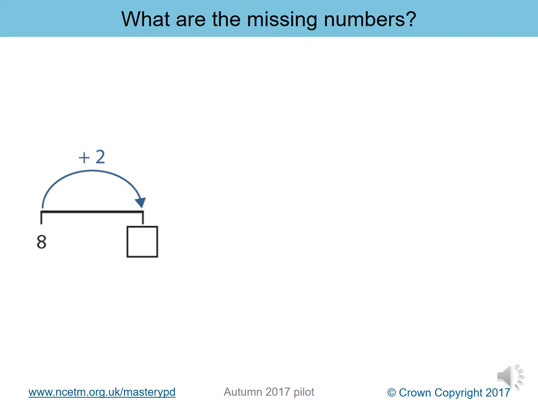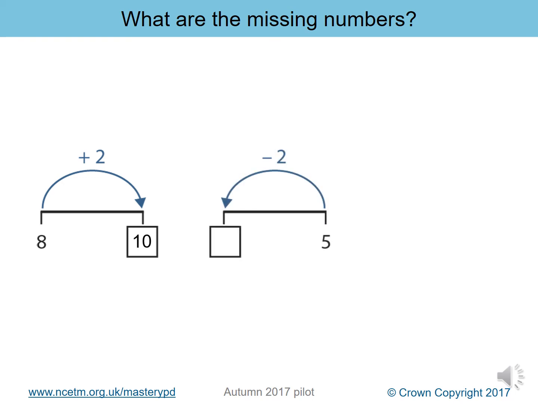So here we've got 8 and 2. So we need to first of all think, is 8 an odd or an even number? It's an even number. We're going to add 2. So what's the next even number that comes after 8? 8 add 2 is 10. Hope you got that one right.